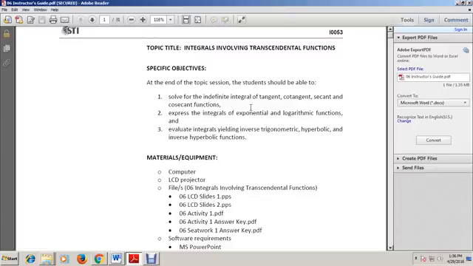Okay, so this topic, integrals involving transcendental functions, is only a part of a very lengthy discussion on integral calculus regarding techniques of integration.